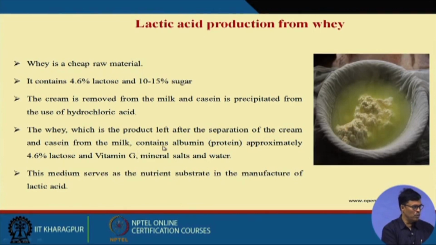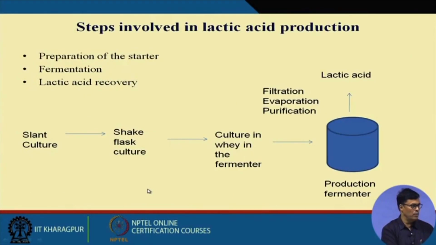Whey, the product left after the separation of the cream and the casein from the milk, contains albumin, approximately 4.56% lactose, vitamin G, mineral salts, and water. The solid material mostly contains the milk protein and fat, while the minerals, vitamin G and lactose go into soluble form. This medium serves as a nutrient substrate for the manufacture of lactic acid.